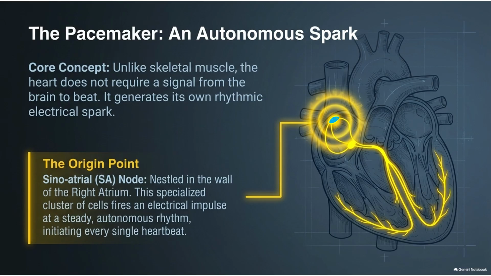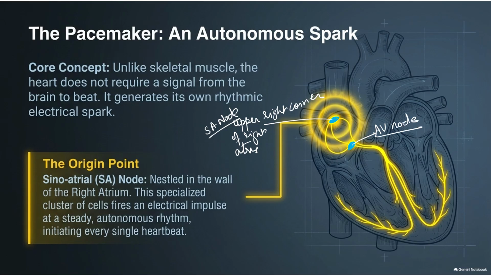So I'll just write it for you. This is present on the upper right corner of the right atrium. So this is your SA node. And next is your AV node. This AV node is also present in the right atrium, but in the lower left corner. It is present in the lower left corner of the right atrium.